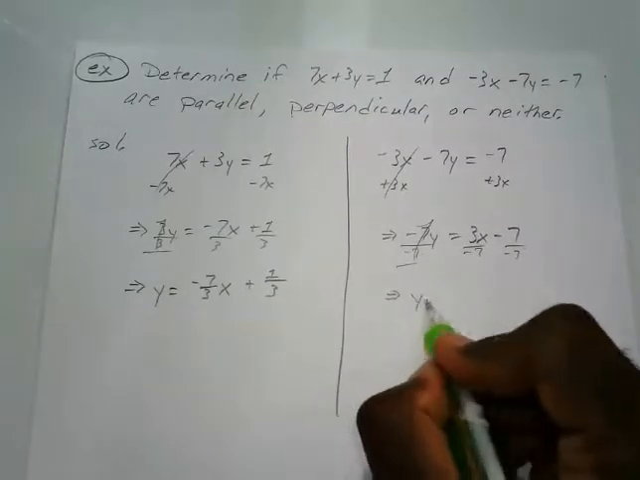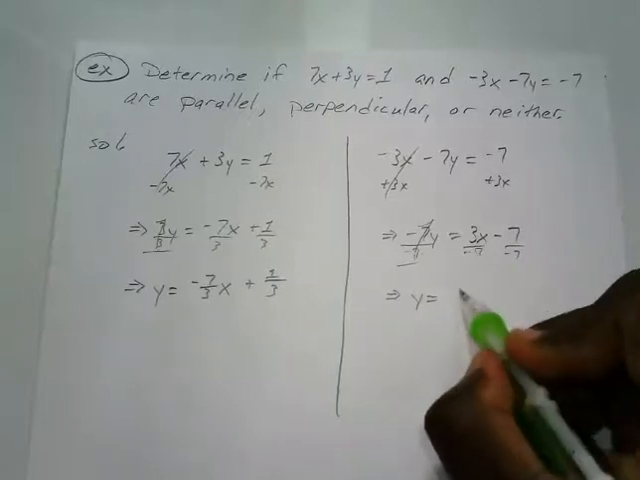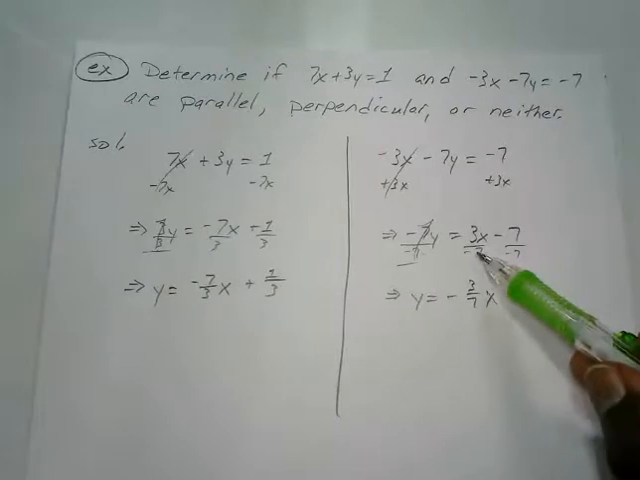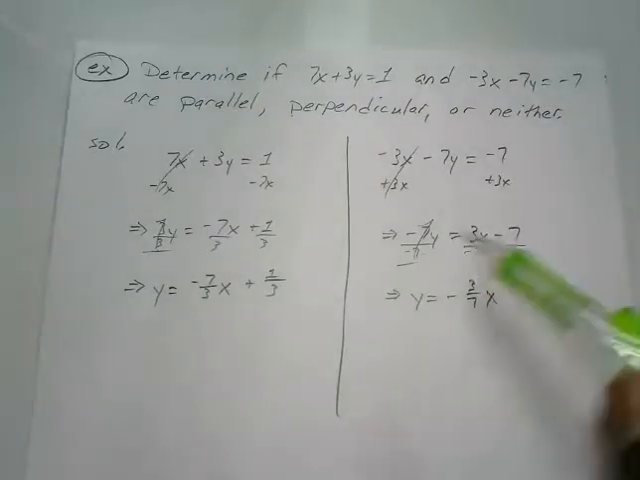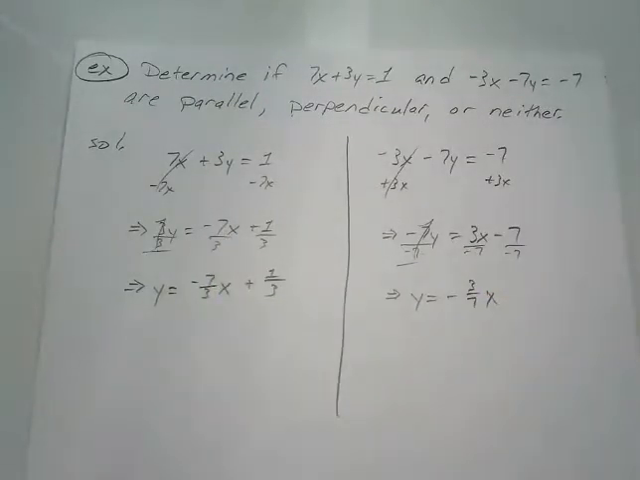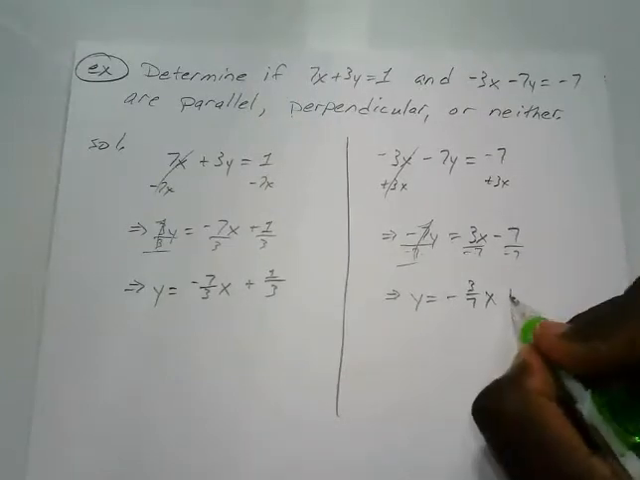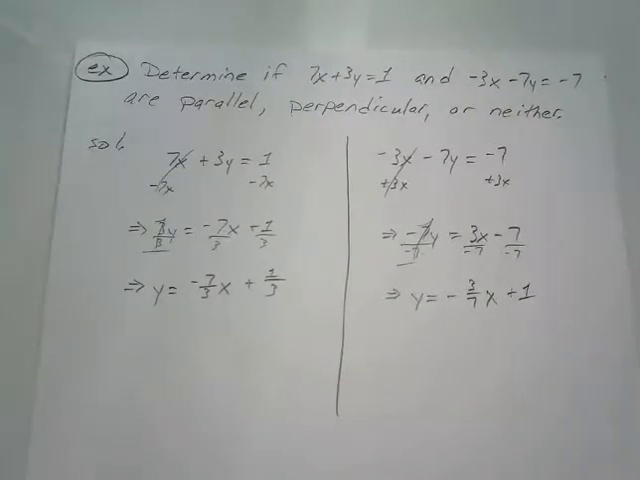That leaves us with y equals, you can have negative 3 over 7x. Remember, the negative in the denominator, you can move that out to the front, or in the numerator, you can move that one out to the front. Same thing. Negative divided by negative is positive, so you have plus 1.